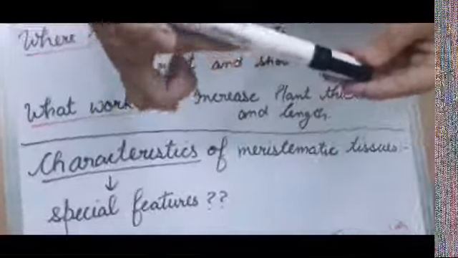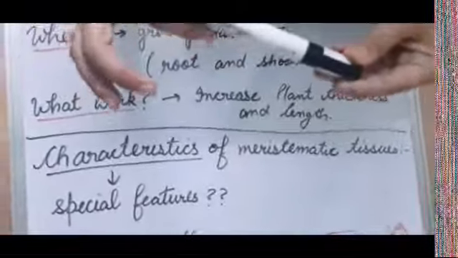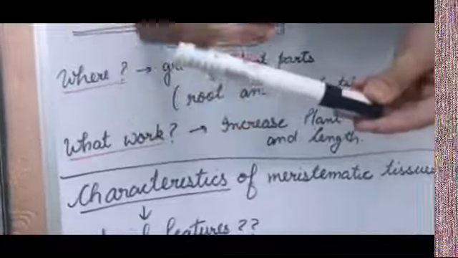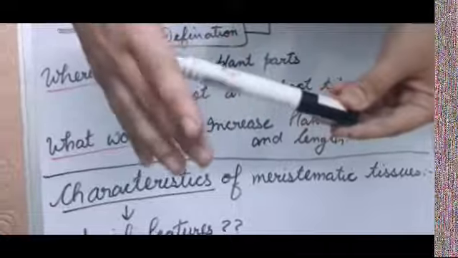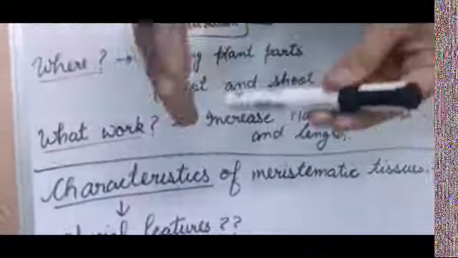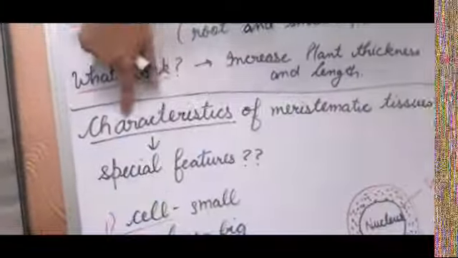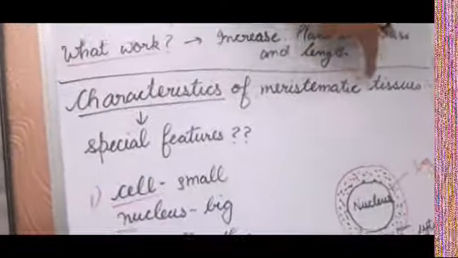Same way, the meristematic tissue is present on the sides also. On the sides, the cells will keep on adding, 1, 2, 3, 4, 5, 6, 7, 8, and so the thickness will also increase. So it will increase in its length, and it will also increase in its thickness on the sides. Next is, what are the characteristics of meristematic tissue?